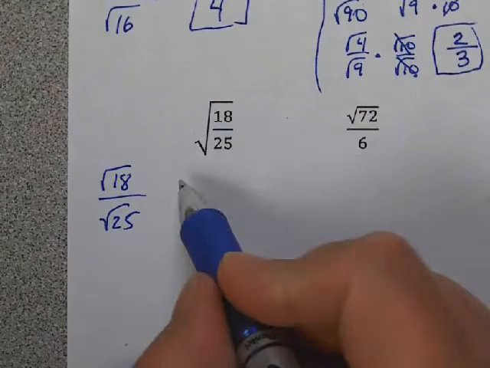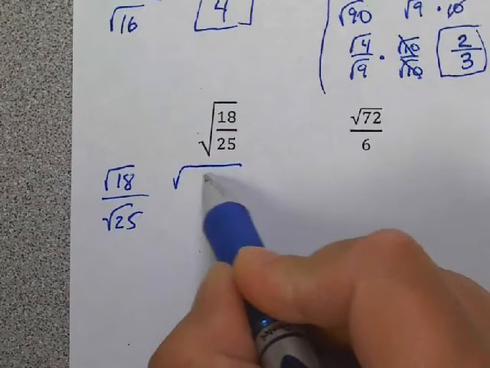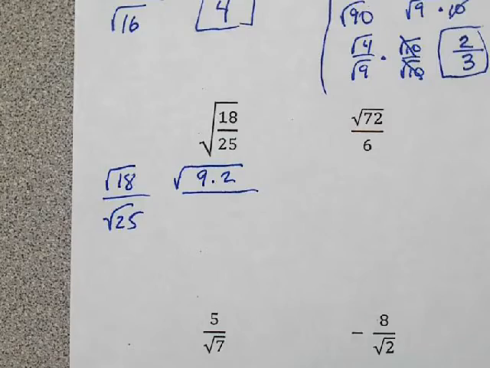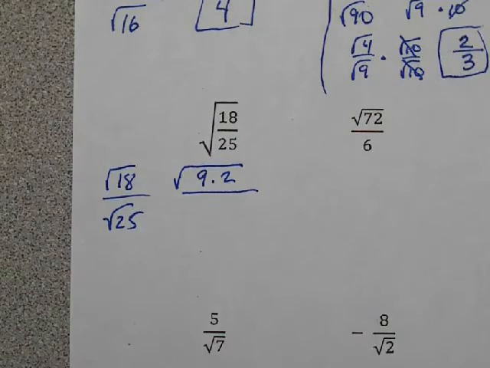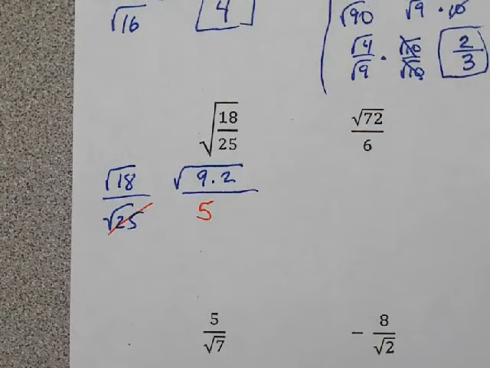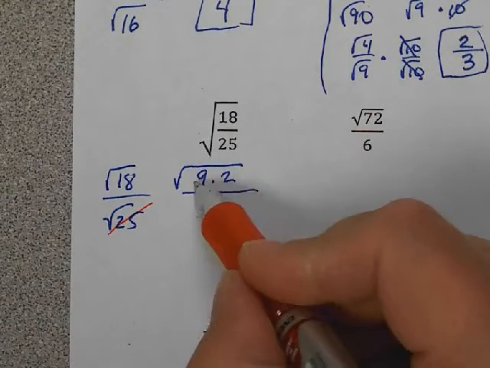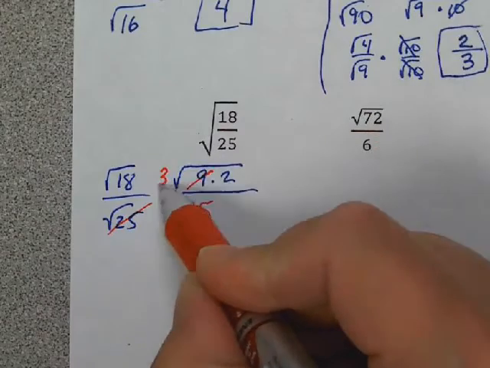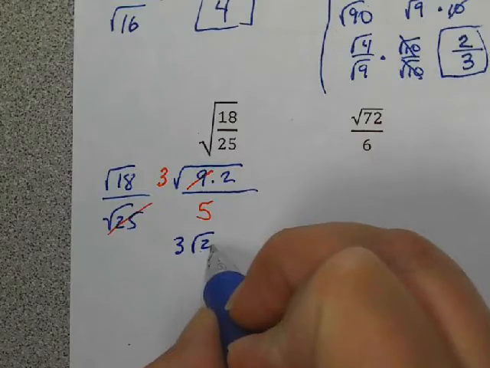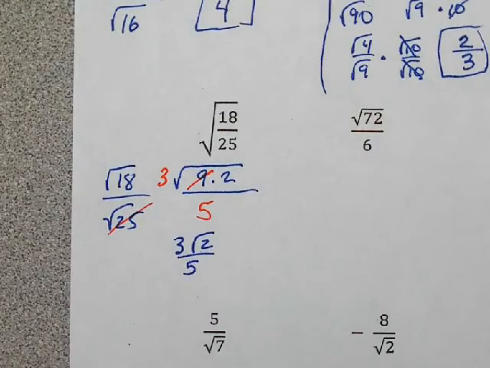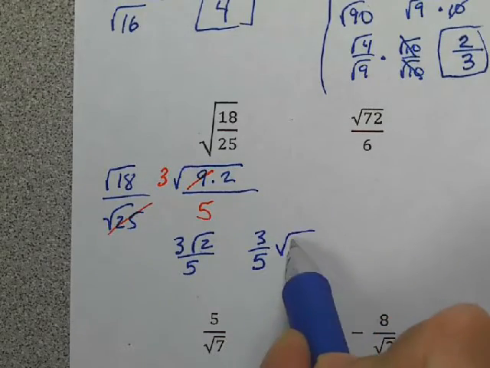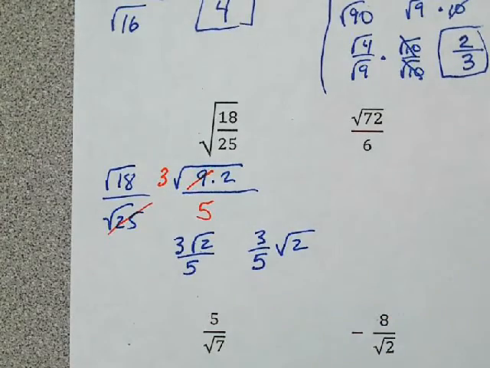So I'm going to work with 18 first. I want to split that up, and I'm going to make it 9 times 2, because I know that 9 is a perfect square. And I already know that the square root of 25 is just 5. So now, since I know that the square root of 9 is 3, that puts a 3 in front of the radical. So my answer is 3 square root 2 over 5. Another way you could write this is 3/5 the square root of 2. Either way would be acceptable.